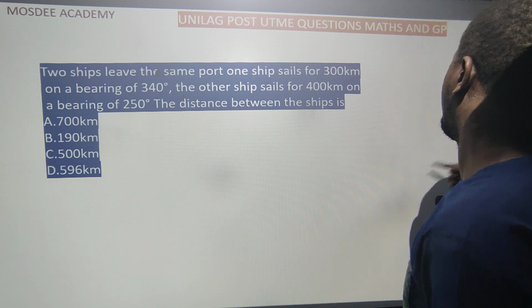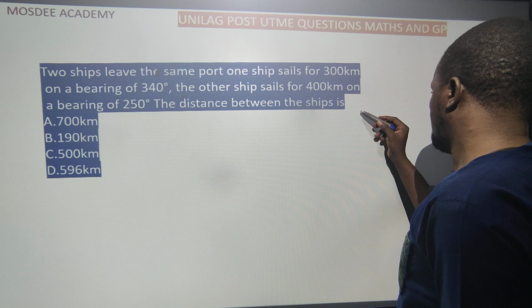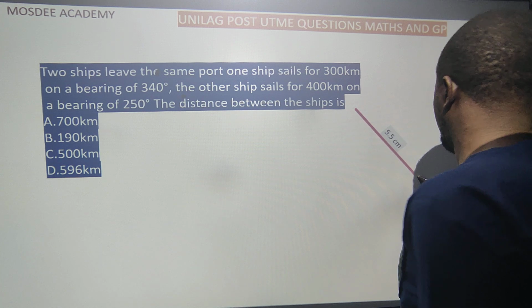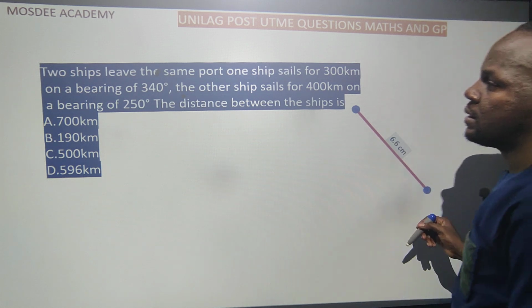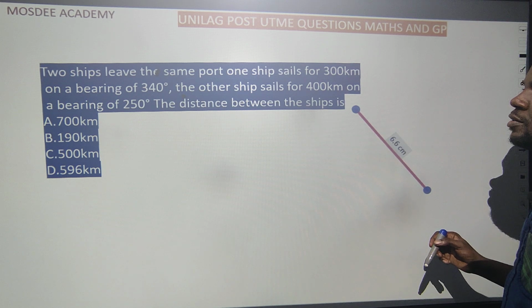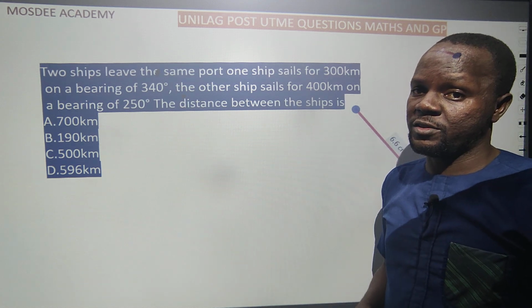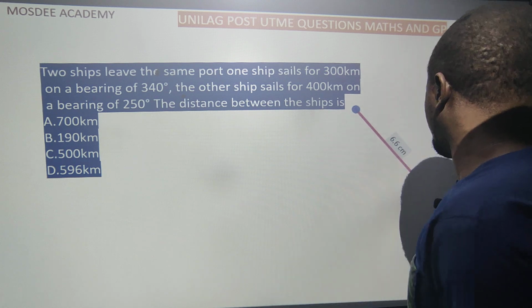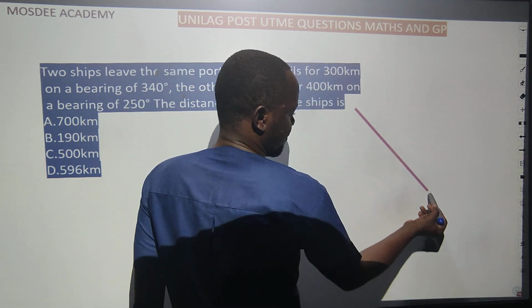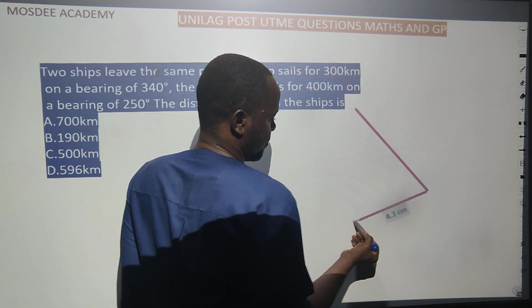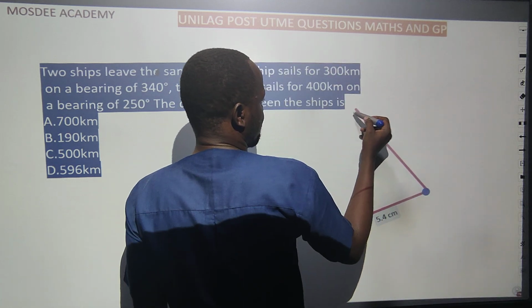So look at the one I'm talking about. Look at this, guys. So this is 340. Let's say 340 will be something around here. Then the other one is 400 on 250. 250 is in the third quadrant. You know what third quadrant means? First, second, third. So now it will be something around here. I just want to draw something that will make sense. No matter how the diagram looks, it must always form a triangle. So let me just form my triangle.